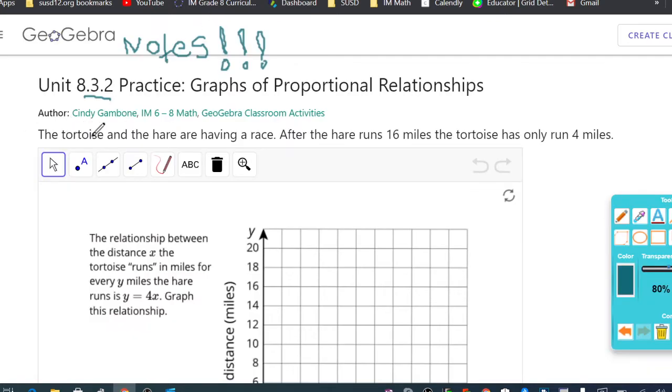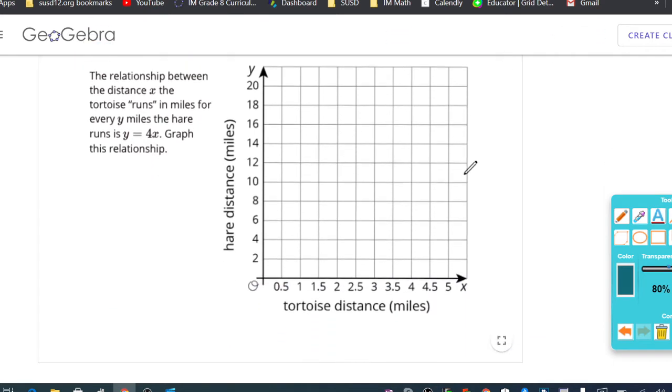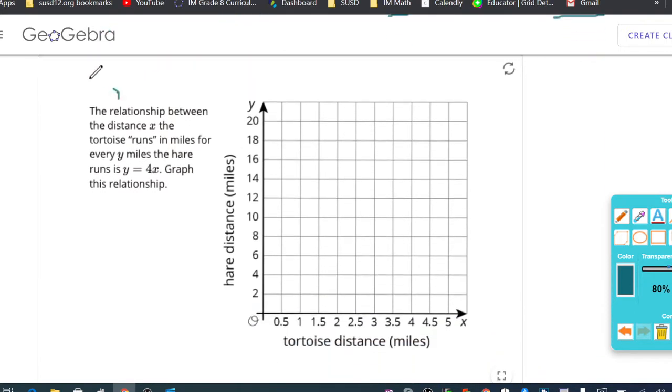Problem number 1. The tortoise and the hare are having a race. After the hare runs 16 miles, the tortoise has only run 4 miles. Say that again. After the hare runs 16 miles, the tortoise has only run 4 miles. Okay, what's the problem? Sounds okay to me. It says, the relationship between the distance x the tortoise runs in miles for every y miles the hare runs is y equals 4x.